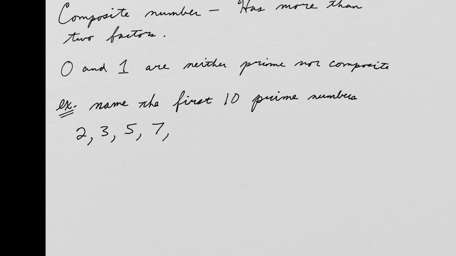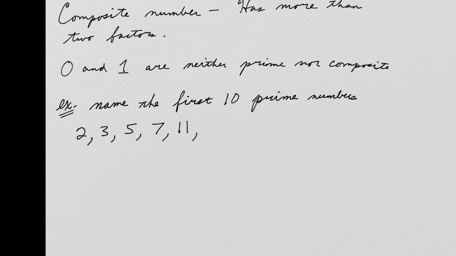8, that's not prime, right? Because 2 times 4 will give me 8. 9, 3 times 3. 10, 2 times 5. So none of those are prime. Let's see. Next one is 11. Yeah, 11 is prime because 1 times 11 is the only way I can get 11.